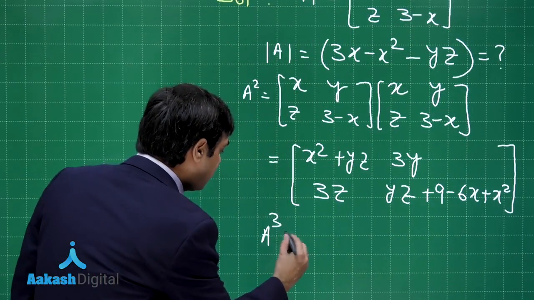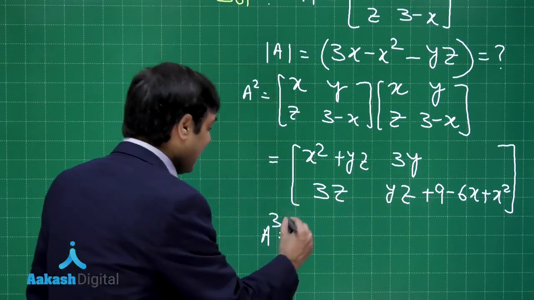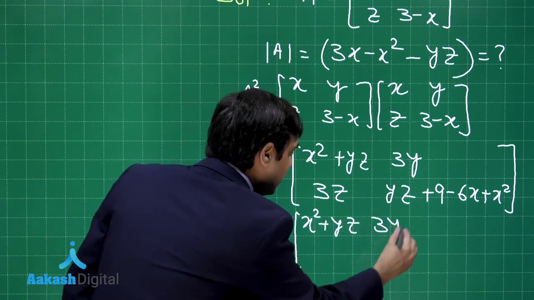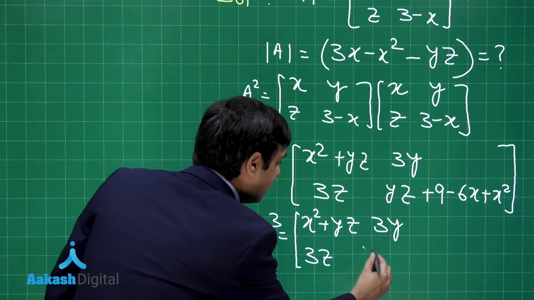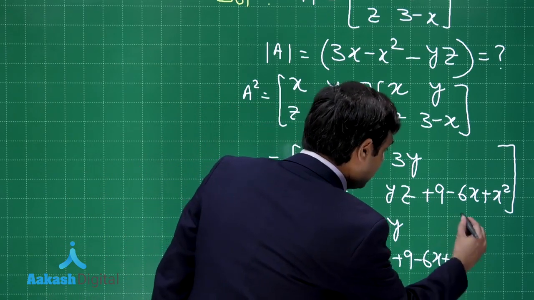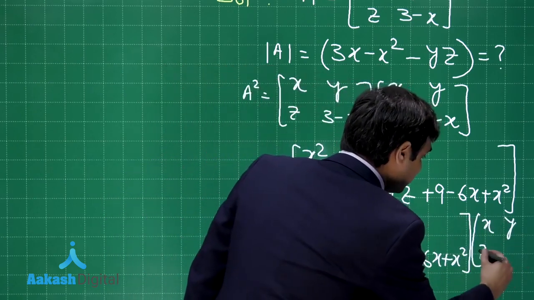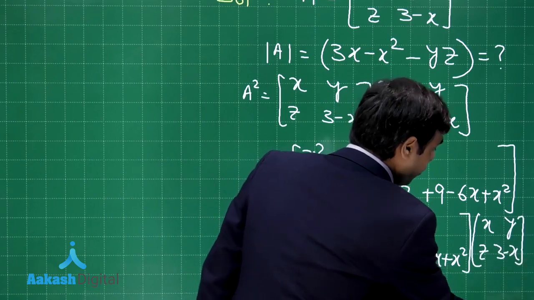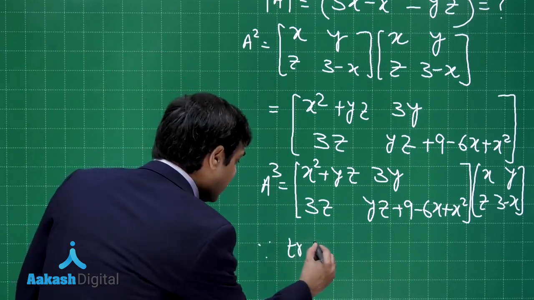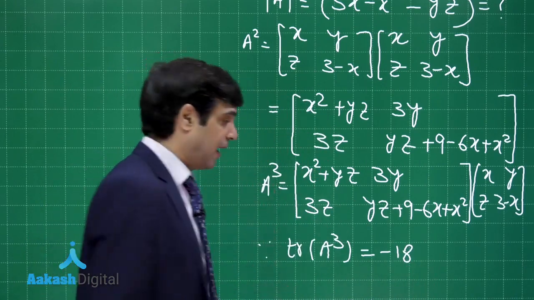Now moving forward to find A cube. What we need to do is multiply this term again with A. So let's write down this term, x square plus yz, 3y, 3z, yz plus 9 minus 6x plus x square. Now we need to write A as well, that is x, y, z, 3 minus x. Now what the question is asking for: trace of A cube is minus 18. This is given to me.